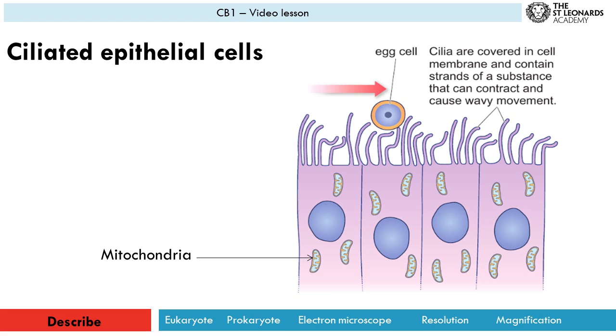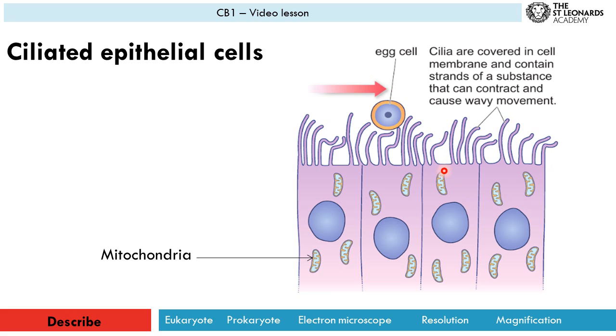The next cell we're going to look at is ciliated epithelial cells, also called cilia. Cilia are really well adapted cells, and what they do is have projections, so little strands coming off them that move backwards and forwards. In the diagram shown here, these little finger-like projections waft or just move the egg down. So these ciliated epithelial cells are lining the fallopian tube, also called the oviduct, which is that tube that connects the ovary to the uterus.